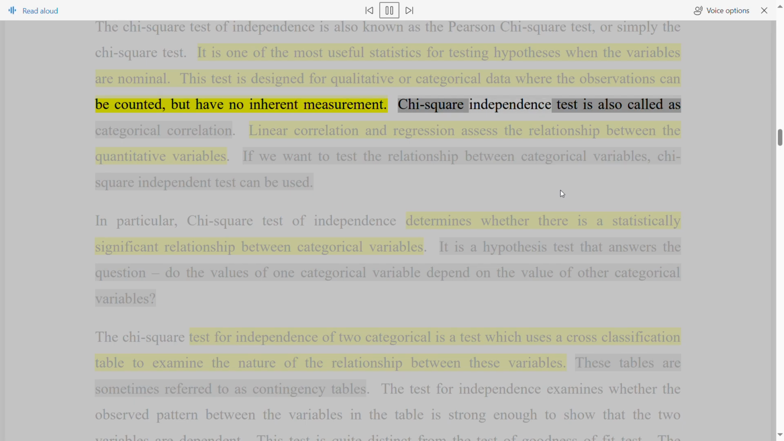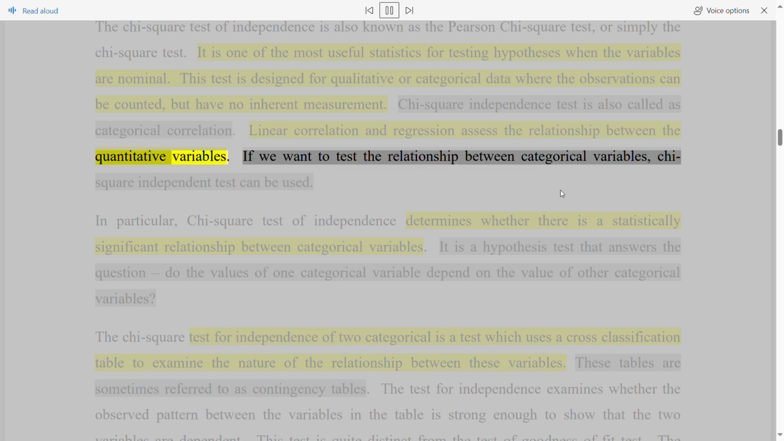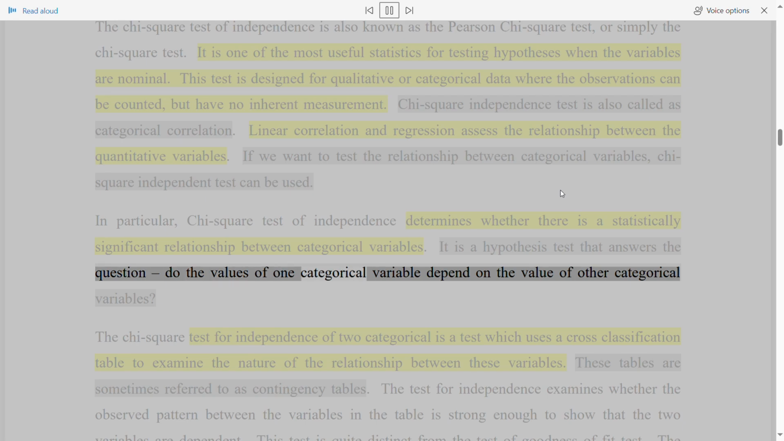Chi-Square independence test is also called categorical correlation. Linear correlation and regression assess the relationship between quantitative variables. If we want to test the relationship between categorical variables, Chi-Square independence test can be used. In particular, Chi-Square test of independence determines whether there is a statistically significant relationship between categorical variables. It is a hypothesis test that answers the question: do the values of one categorical variable depend on the value of other categorical variables?